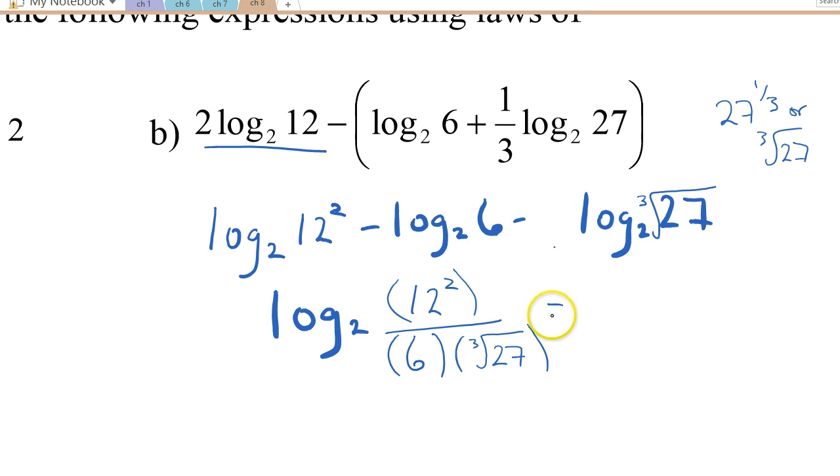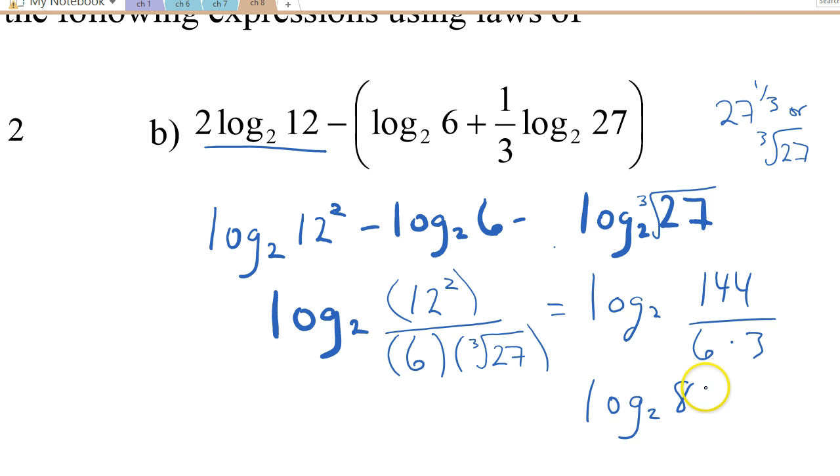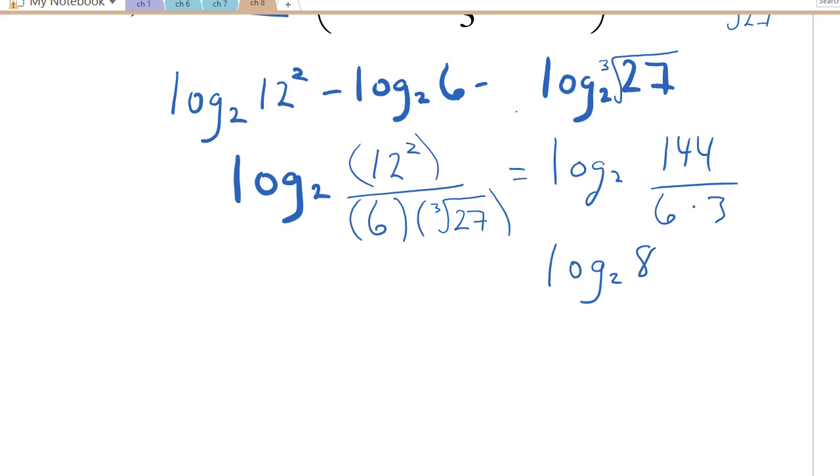I guess we can simplify this a bit better. We can say log base 2 of, my numerator will be 144, my denominator will be 6 times the cube root of 27. What is the cube root of 27? I believe it's 3, so 6 times 3 is 18. So 144 divided by 18, I think that is 8. So I get the log base 2 of 8. Now my very last step will be to say, okay, what's that going to be? I'll say that's equal to y. So 2 to the power of y is equal to 8. Y is equal to 3.